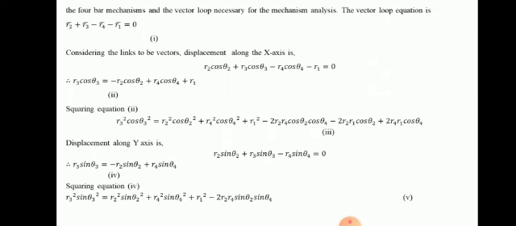Now, the equation number 5. Equations 3 and 5 can be reduced to a single equation relating theta 2, theta 4 and the four link lengths by eliminating theta 3. To eliminate theta 3, add both sides of the equations, third and fifth.